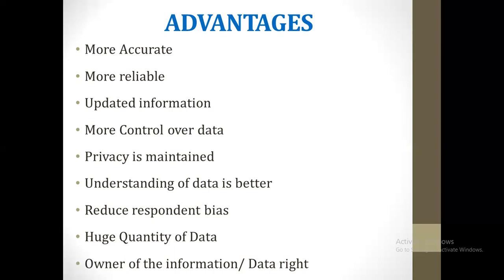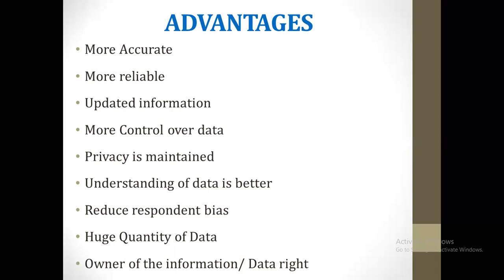The next important advantage is reduced respondent bias. Bias means unfavorable information, or giving wrong information, etc. If the researcher meets the respondents directly and the respondents give any false information, this type of bias can be easily found out by the researcher and the data changed properly.